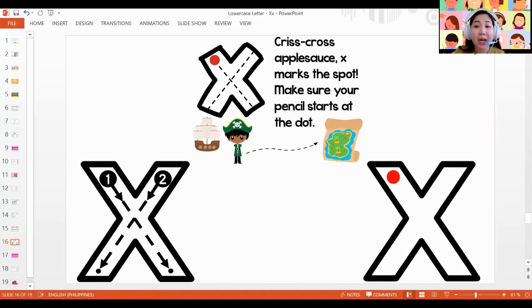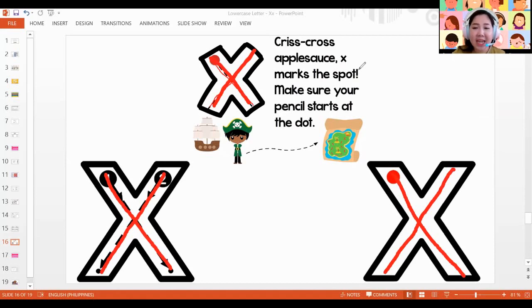So it's like how we write the capital letter X. So crisscross applesauce, X marks the spot. Make sure your pencil starts at the dot. Cross, applesauce. Again, cross. Start at the top always. Make a short line sliding down. Go back to the top. Make another short line going down. Let's write it here again. Slide down. Go to the other side. Slide down again. I made lowercase letter x.